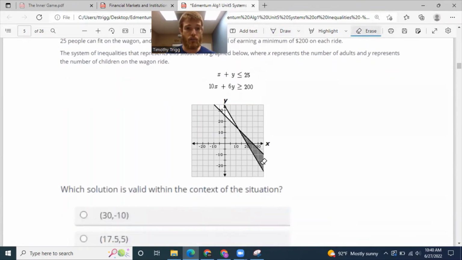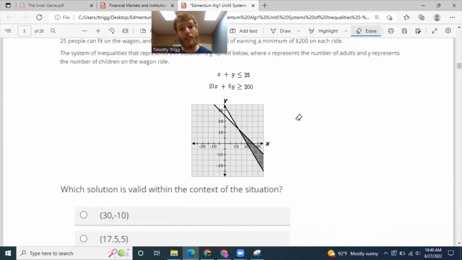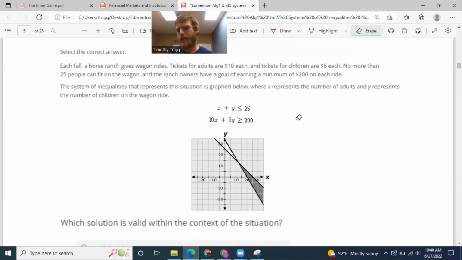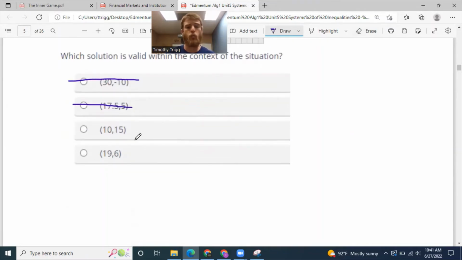We also have this double shaded region. We can see where the solution set is. So we want to see which of these coordinate points is a viable solution. It needs to be in the solution set. But also in this context, can we have negatives? Well, we can't have a negative number of adult tickets or children's tickets. We also can't have any fractional numbers. So we can't have like 0.5 of a ticket. So we can automatically cancel this negative one that has a negative. We can also cancel this 17.5 comma 5. So it's one of these two solutions, and it needs to be in the double shaded region.